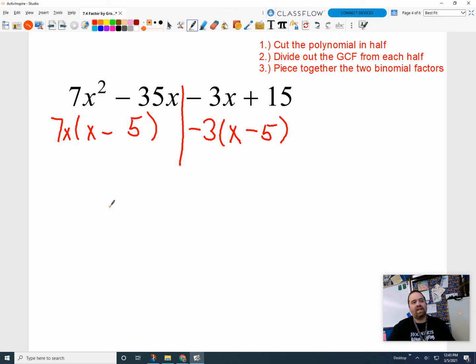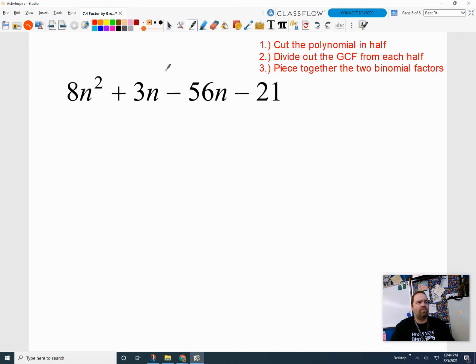If I hadn't divided out this negative here, my x term would have been negative, and my 5 would have been positive, so it doesn't match the first one. Taking out your negative takes care of that. So x minus 5 is my common factor out front. 7x minus 3 is my other. These don't change. They don't get much harder. The only thing is really just the numbers that you're dealing with.